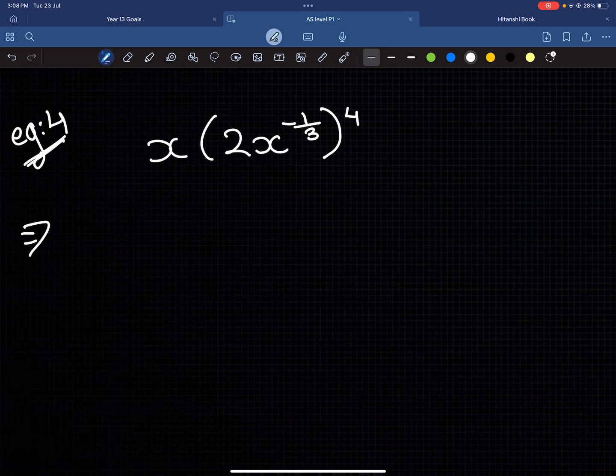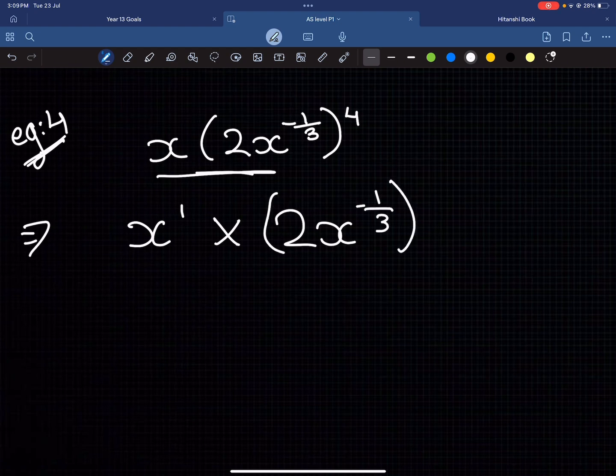So what I'll do is that firstly I'll just write it in a better form. I'll write x raised to 1, because this has got nothing else, times 2x raised to the minus 1/3, whole of that raised to the 4th power. Now I'll just put this x raised to the 1st power aside, and we'll work over here. Now instead of going and taking the reciprocal of 2x and then assigning it the power of 1/3, what I'll do is first I'll just simplify these two together. So I'll write 2x, and for the power I will multiply minus 1/3 into 4, right?